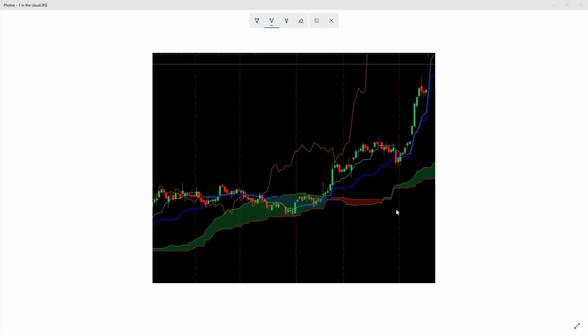Alright guys, welcome to this episode of the Ichimoku system for advanced. We're going to be going through some charts rather than going through the trade stuff, so that way I can focus on writing more on the charts.